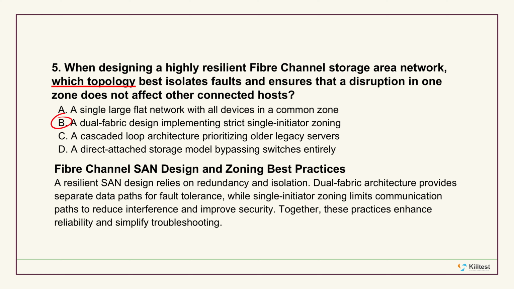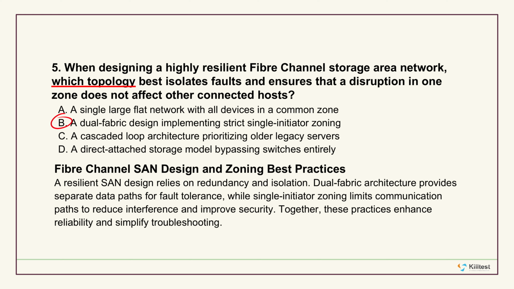Okay, let's break down why the others introduce massive risk. Why not option A? Well, option A, a single large flat network, is basically a disaster waiting to happen. In a flat fiber channel environment, a simple state change, like just a server rebooting, sends a notification across the entire network. A broadcast storm could easily take down every connected device. Yikes. And option C, cascaded loops, creates noisy shared bandwidth bottlenecks that are highly susceptible to disruption. Right. Option D isn't even a network, right? It's just direct attached storage.